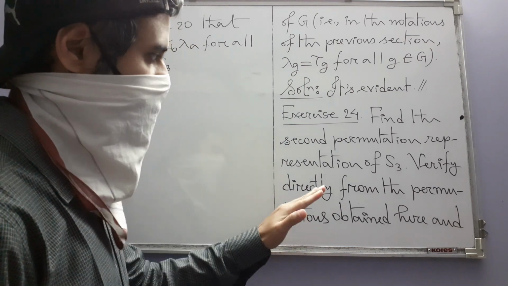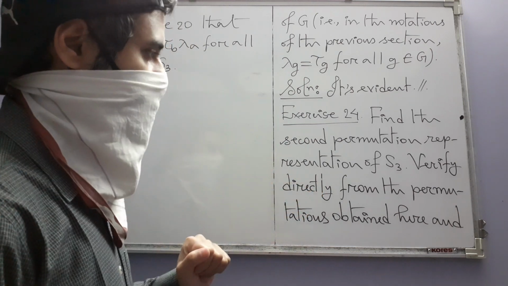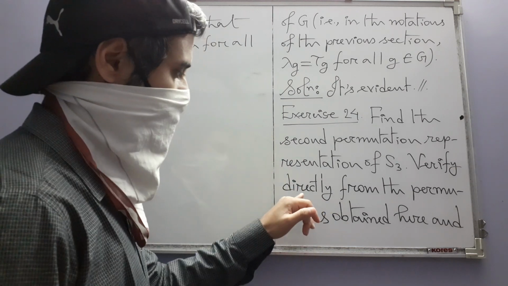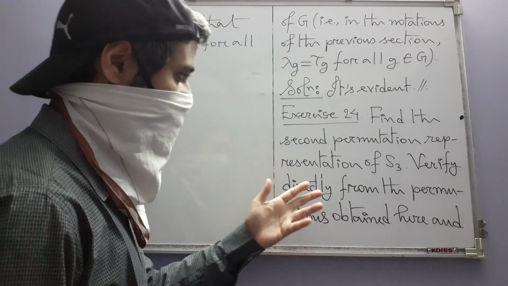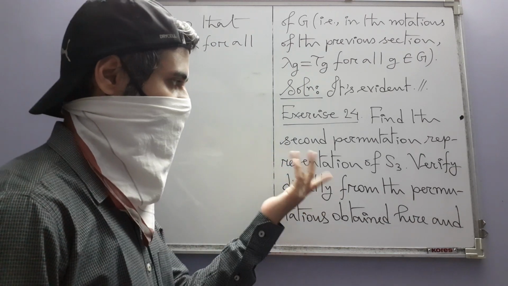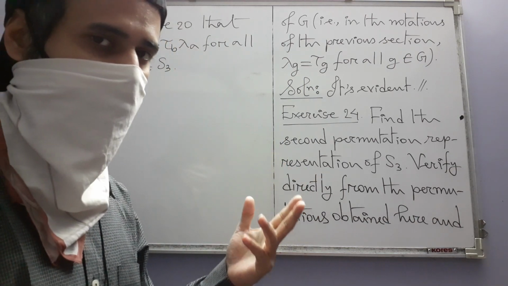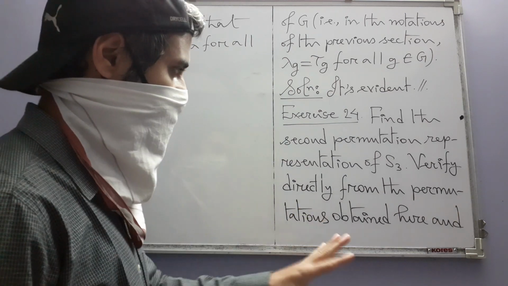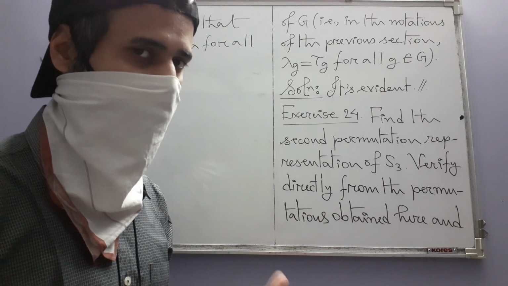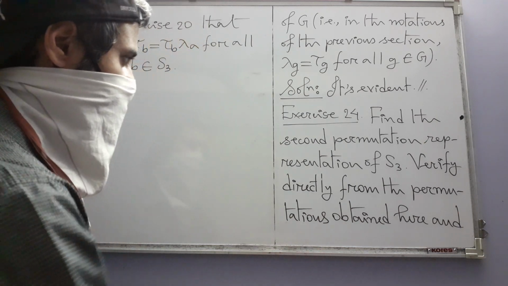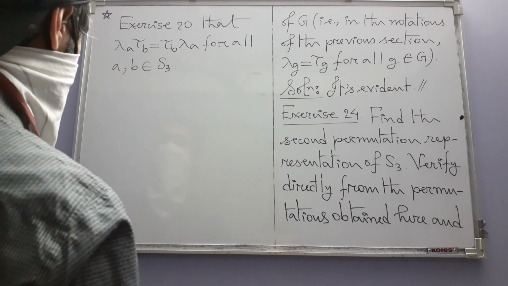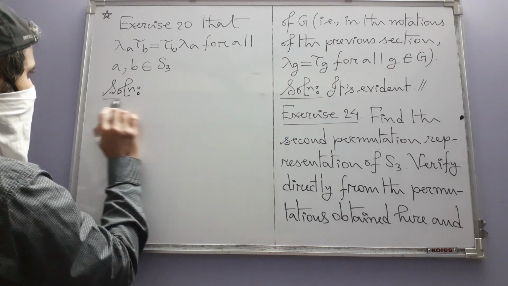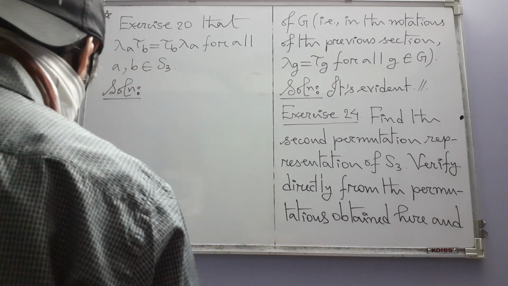So it requires us to find all the lambdas, and then we have to verify directly from that calculation and from the tau functions that we already have found in exercise 20, where we found the permutation representation of S3, that this commutation is in fact true. Okay, the verification should be done directly. So let us first calculate the second permutation representation. So we just straight away write the lambda functions.